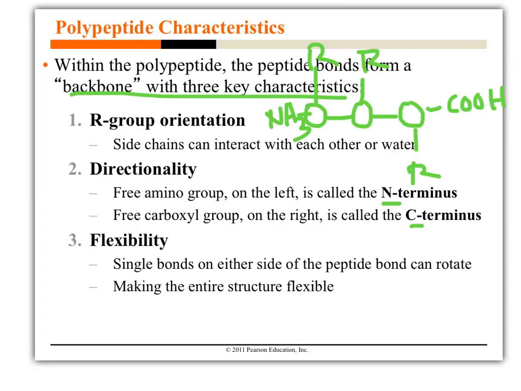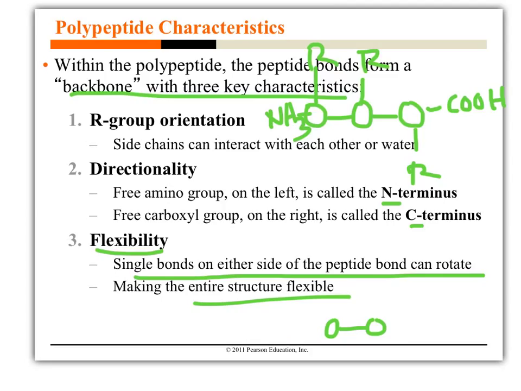Peptide bonds also result in flexibility, okay? Single bonds on either side of the peptide bond can rotate. The whole thing is then flexible, so it doesn't have to be in this straight line. It could be, but it could be in any sort of orientation, right?